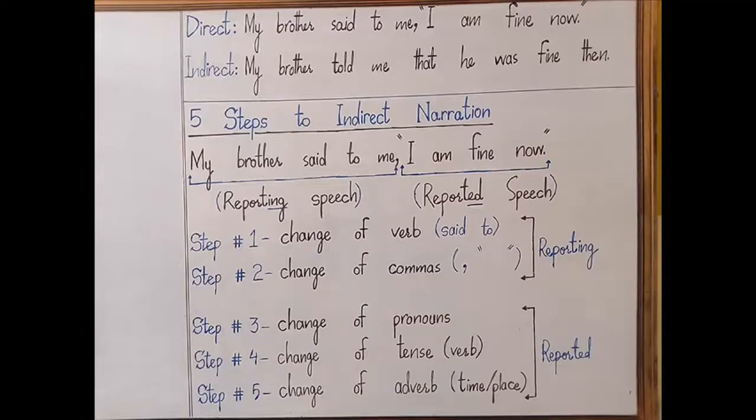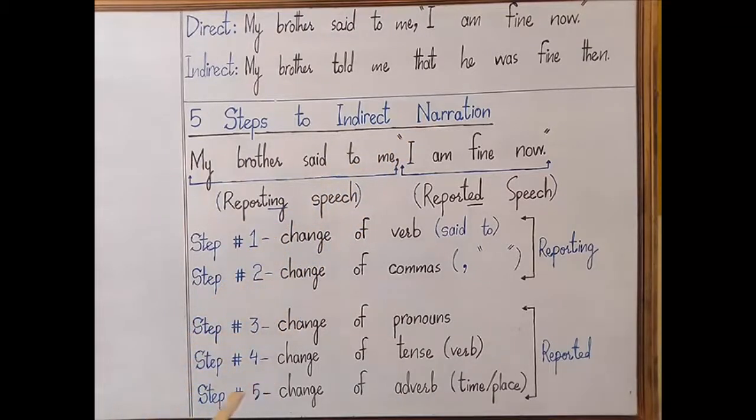Dear students, in the last video we learned about narration part 1, in which I told you the definition of narration, what is indirect narration and what is direct narration. And then I told you about the 5 steps to indirect narration. You can look at the board in front of you. We have 5 steps to indirect narration. If you want to change a direct sentence into an indirect sentence, you have to go through these 5 steps to make an indirect narrative sentence.